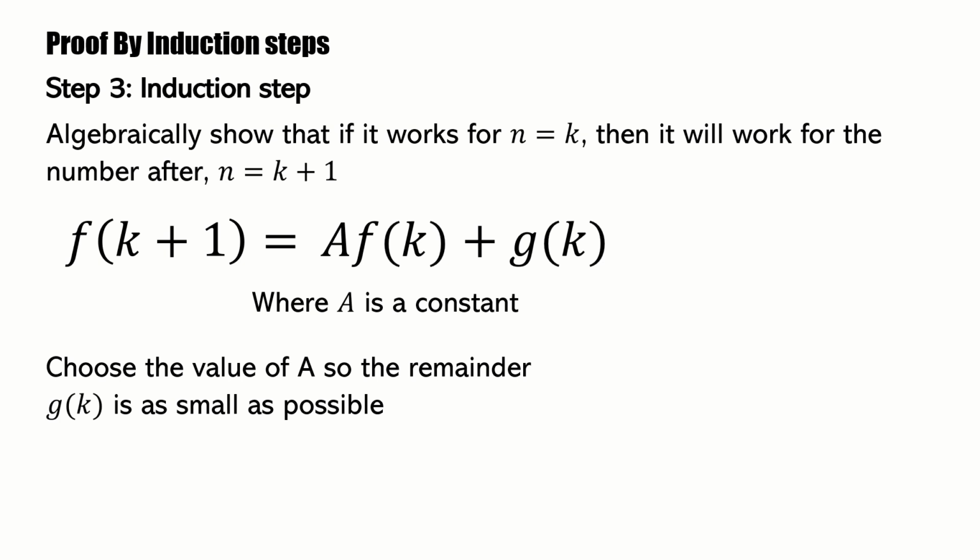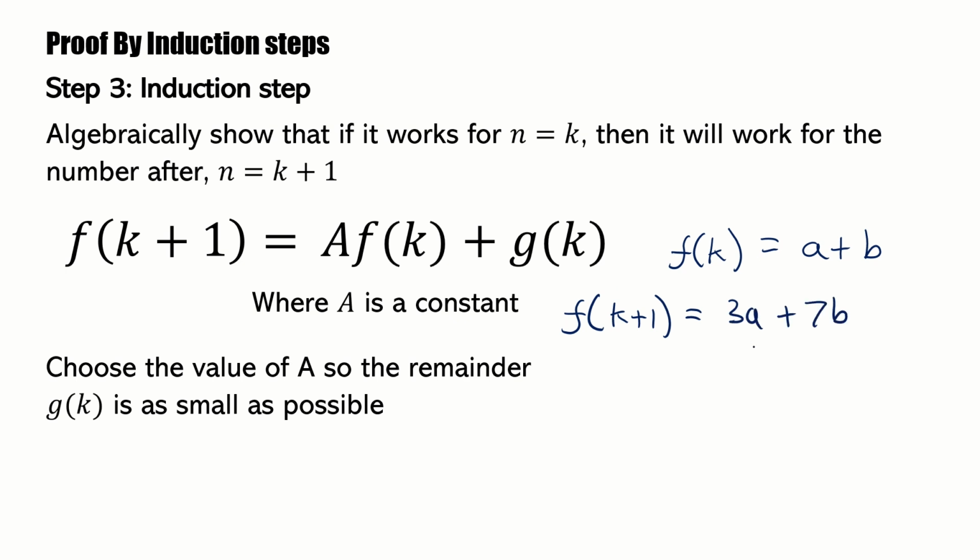What does that mean though? Well, let me do an example to illustrate exactly what I mean there. Let's say I have something fairly straightforward like f of k equals a plus b, and let's say for whatever reason f of k plus 1 was, let's say, 3a plus 7b. Now, we could choose lots of different multiples of f of k, but we want to choose a multiple of f of k.